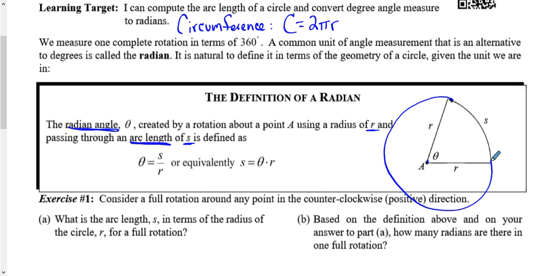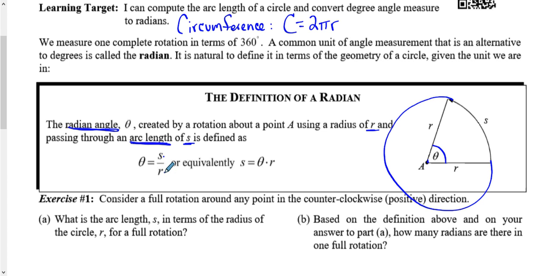So theta, the angle measure here, everybody see this angle measure theta, okay? We can work that out by taking S, the arc length, divided by R, the radius. Well, why is that? So let me ask you a question.